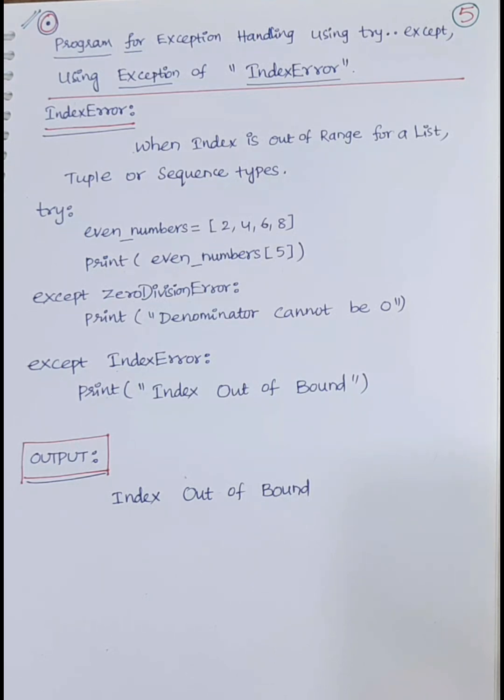To overcome that problem of aborting, to stop the program's execution while handling the error, I kept the code in the except IndexError. I kept the code print: index out of bound. So like that, by using various types of built-in exception handling methods, we can overcome errors without stopping the execution of a program.